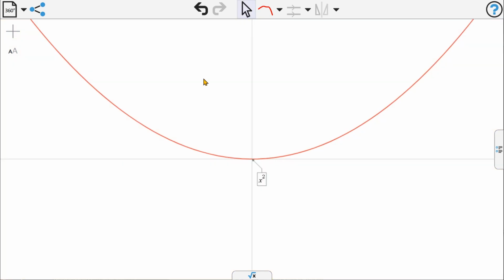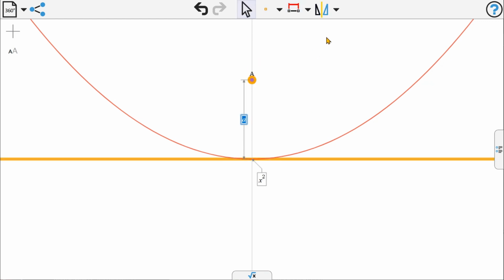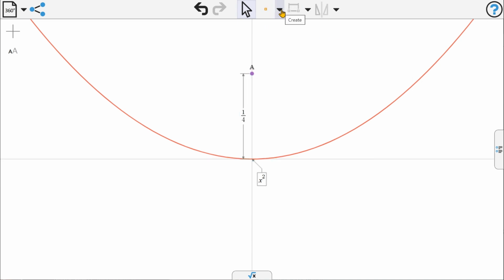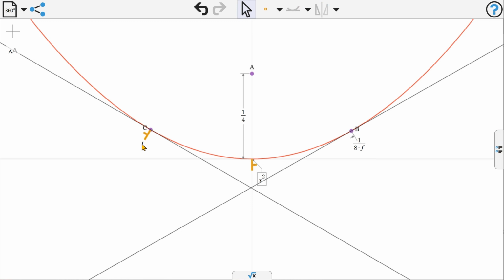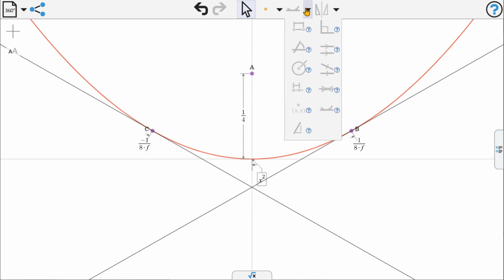I know that the focus of this parabola is at the point (0, 1/4). And I'm going to put points at the edges of the mirror. The parameter f is the f number, the ratio between the distance to the focus and the diameter of the mirror. And you can check that if I use 1/8f and minus 1/8f, then this f is that f number.